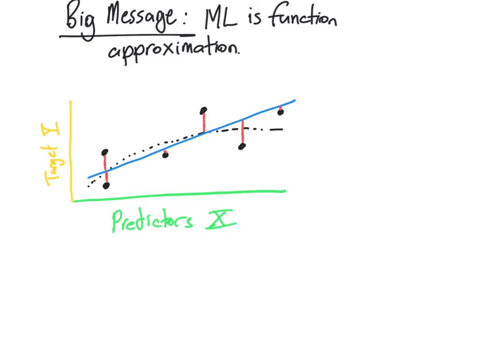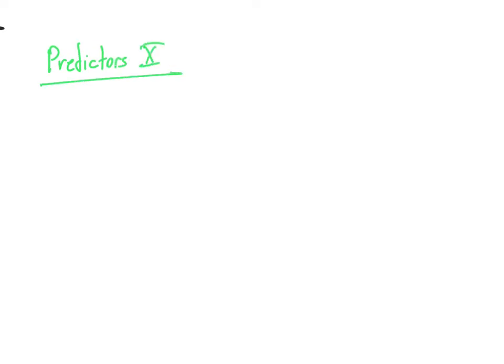So let's go into a little bit more detail now about what these components are. So I started with the predictors. So the predictors, which I called x, the predictors x are part of the data that I have gathered.